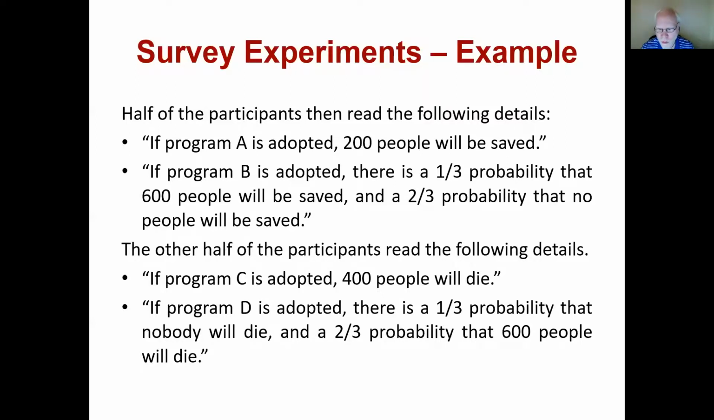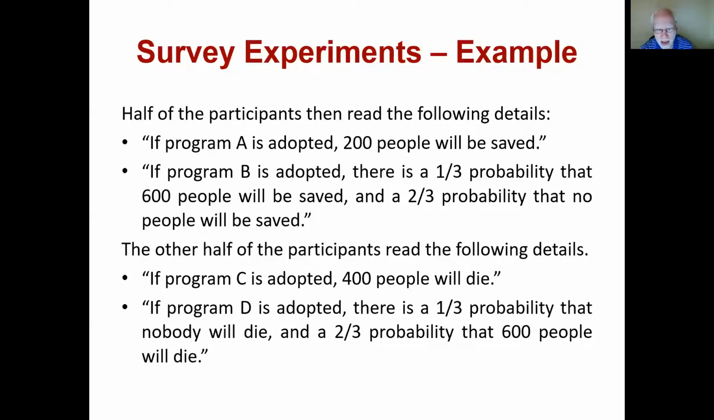In particular, in all four scenarios, 200 of the 600 people will be alive and 400 will be dead. That's true on average. In programs A and C, they're guarantees. In programs B and D, they're averages. If this were done multiple times, on average, based on the probabilities, 200 people will be alive. So in terms of the total number of people alive, all four scenarios are the same.